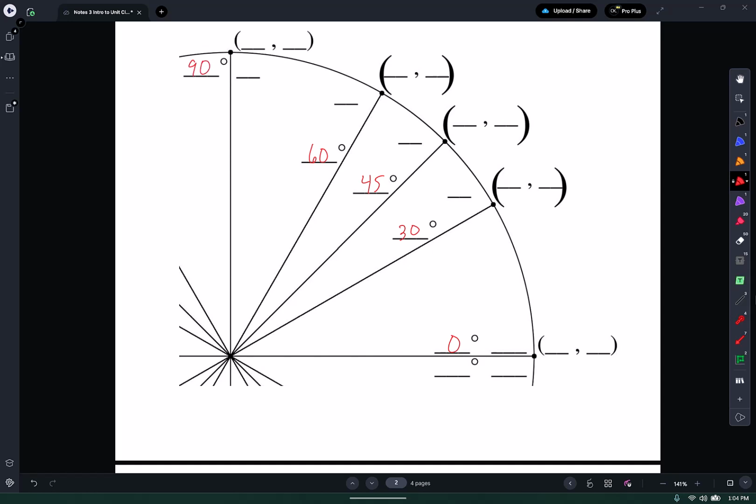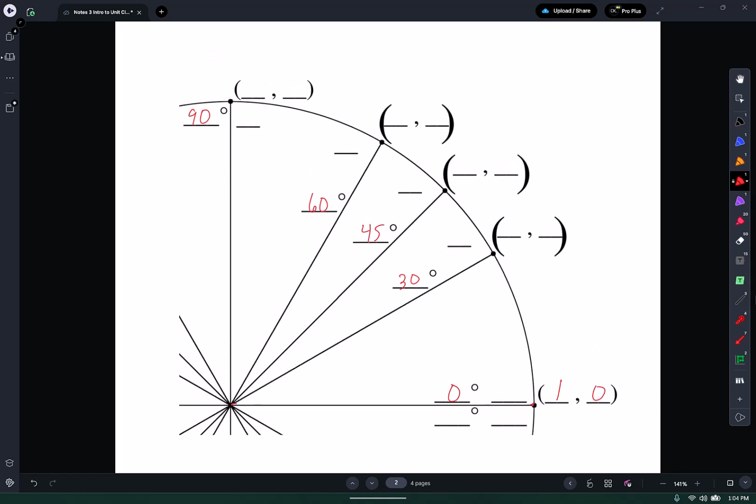And then we already know this is a unit circle. So that means this radius, the distance from here all the way to here, is 1. So this coordinate has to be 1, 0. And then at 90 degrees, you're going to call that 0, 1. The x coordinate is 0. The y coordinate is 1. Is everyone okay with how we got those values? Okay.